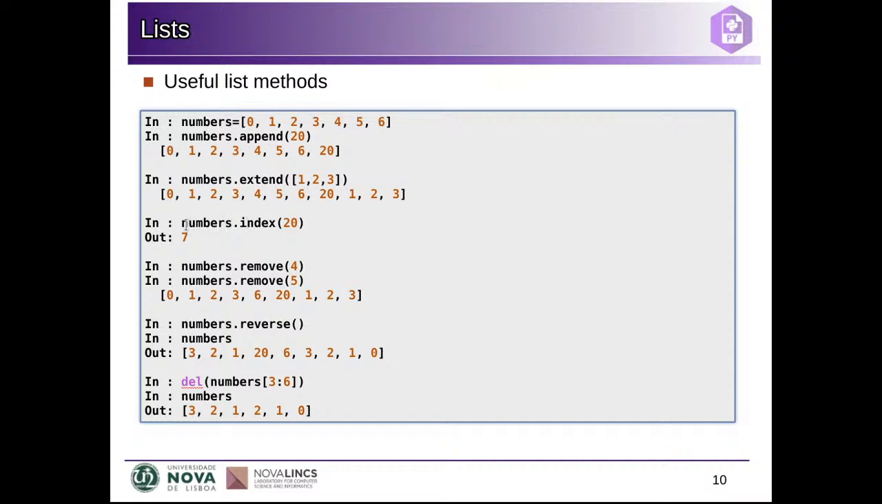You can find the index of the first value given here with the index function. This method of the list will look for this value and give you the index of the first time it found this value. You can remove elements from the list by value. You can reverse the list and so on. So you can remove parts of the list and so forth. So you have many ways of manipulating the elements that you have stored in the list and the list itself.